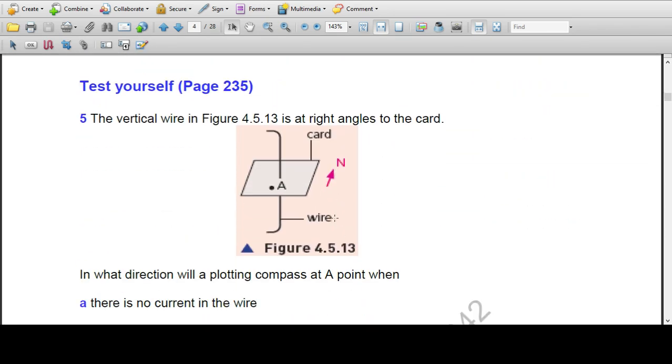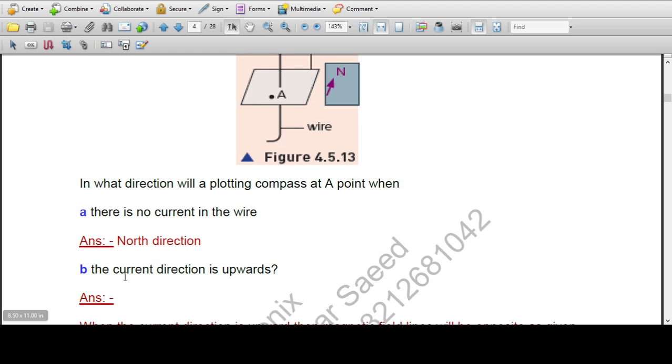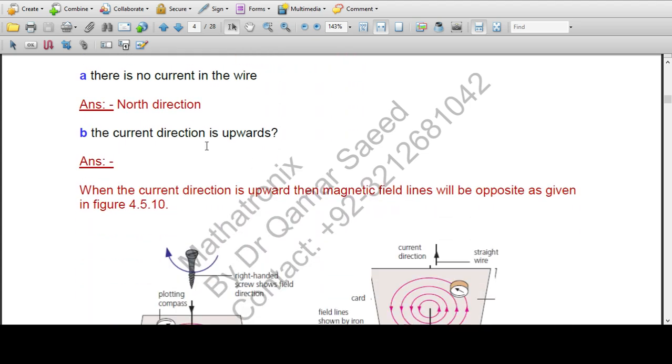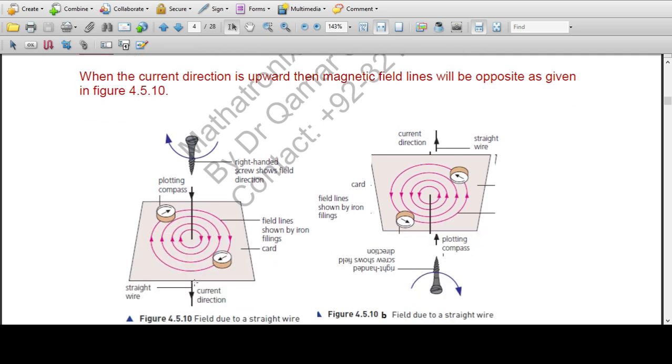Test yourself, page 235. The vertical wire in figure 4.513 is at right angle to the card. In what direction will a plotting compass at A point when there is no current in the wire? When there is no current in the wire, this compass will show the north direction. The current direction is upward. When the current direction is upward, then this is the downward direction.